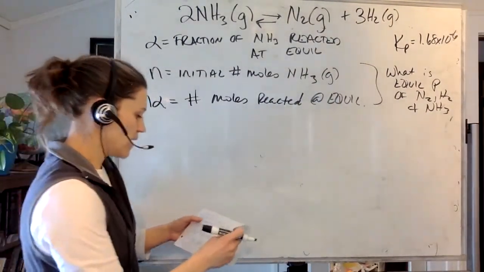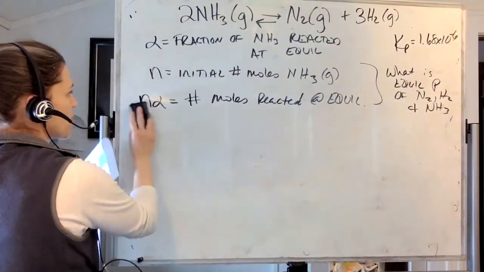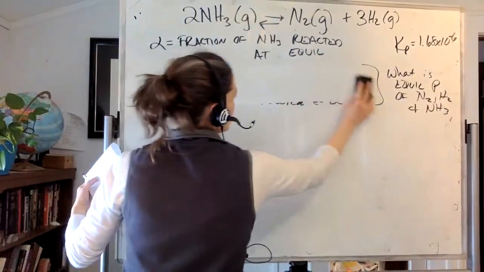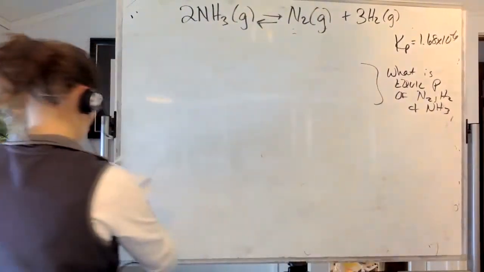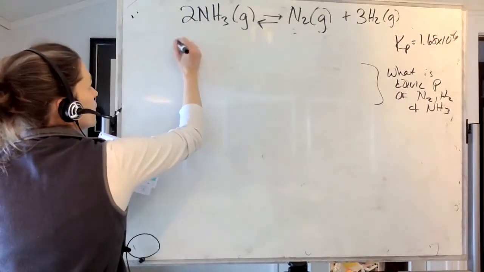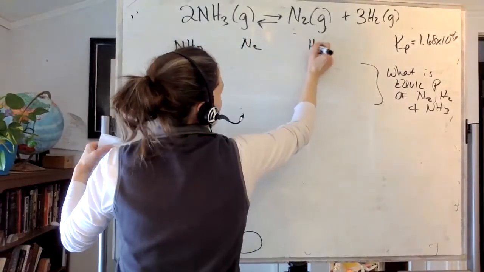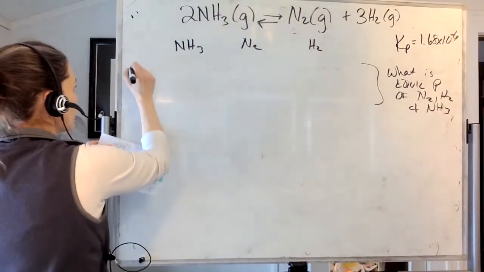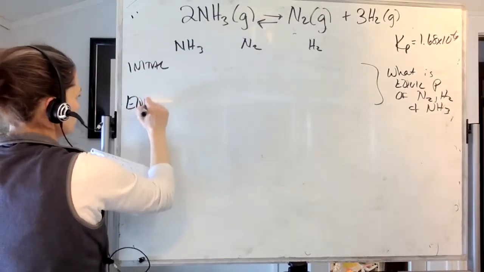All right, so we're going to set up an ICE table. And actually, I'm going to erase these three things so I have more room. All right. So we've got NH3, N2, H2. And we've got the initial, and we've got equilibrium.